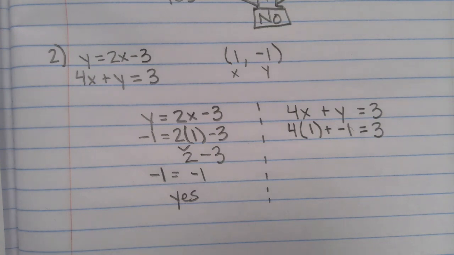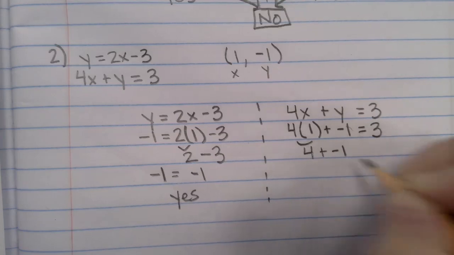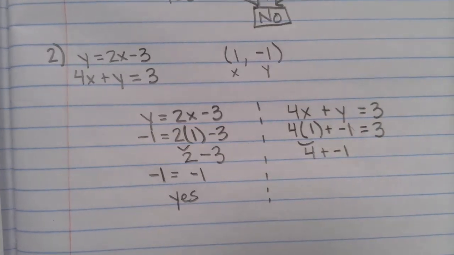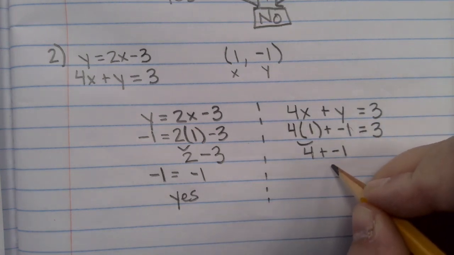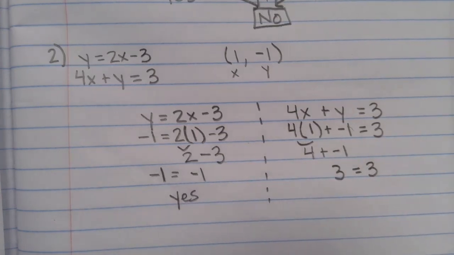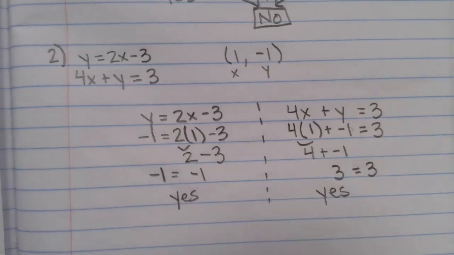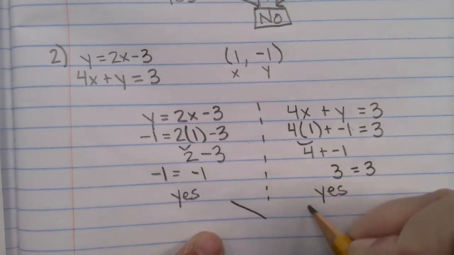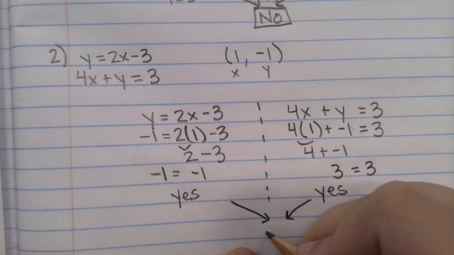All right, what is 4 times 1? 4. Plus -1. If I start at 4 and I go backwards 1, is it positive or negative? Positive. So is that true or false? True. So did it work? Yes. It works. They're equal. So is 1, -1 a solution if it works for both? Does it work for the system? Yes.